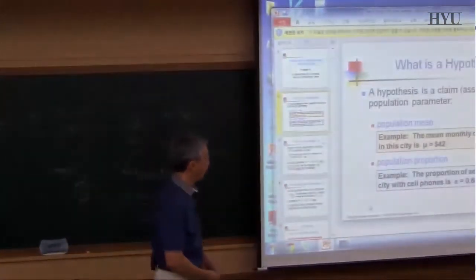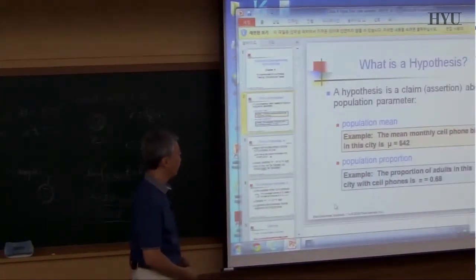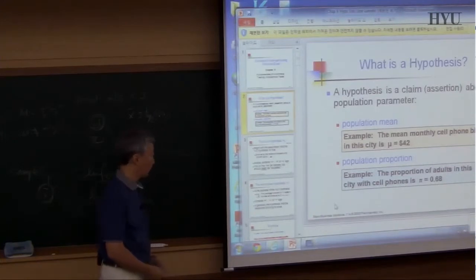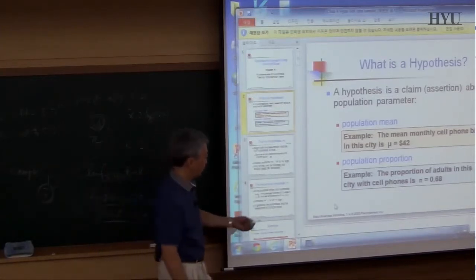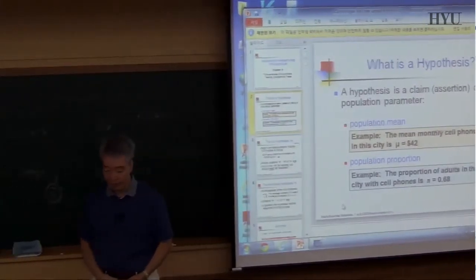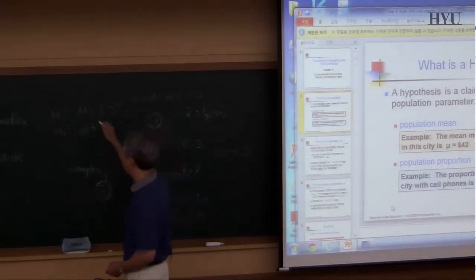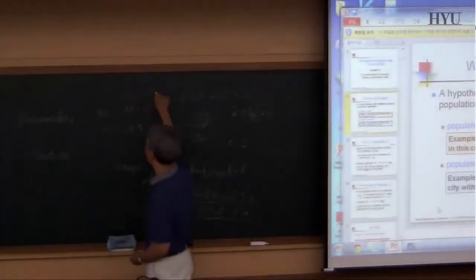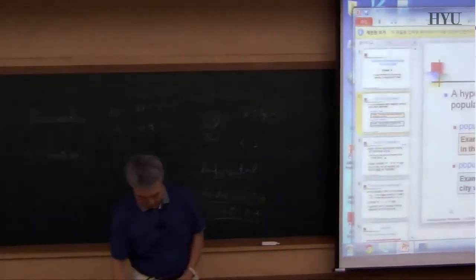So here, for example, the monthly mean cell phone bill in the city is $42. And you can use the proportion in case you are interested in proportion. Then the null hypothesis could be something like pi is 0.35, whatever, against the alternative hypothesis.